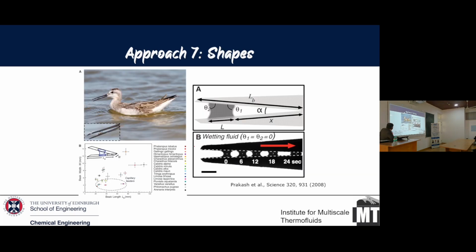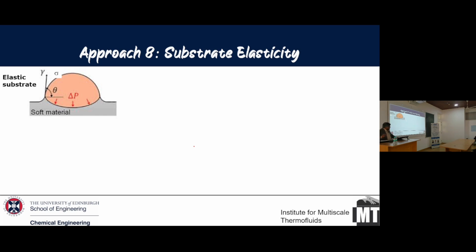Obviously, the shape of the substrate can affect the dynamics of contact lines. So this is from Prakash. You can see that if you want to make sure your droplets can move, if you shape your substrates in a certain way, that can actually propel them farther. So this is a very simple example of that, the way the ducks do their business. The other thing is obviously elasticity.